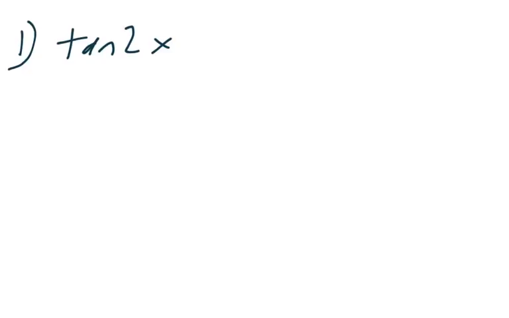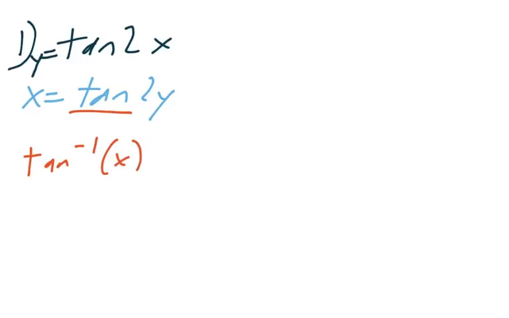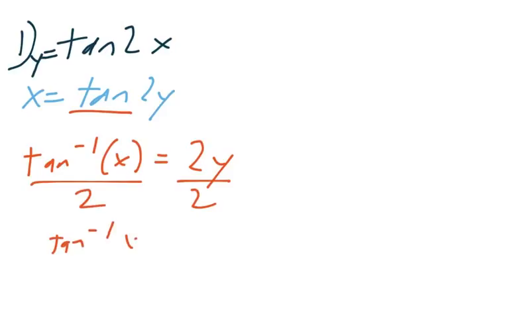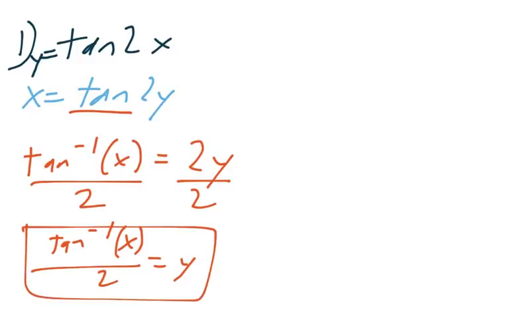For problem number 1 and problem number 2, we're not going to worry about the graphing. We're just going to find the inverse. First thing you do on any inverse problem is switch x and y. To get rid of this tangent, we're going to do the arctangent, or what's easier is just tan negative 1, they mean the same thing, equals 2y. Divide both sides by 2. Inverse tan of x divided by 2 equals y is the inverse.